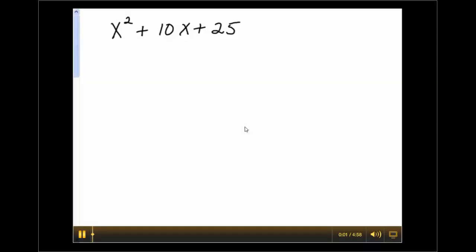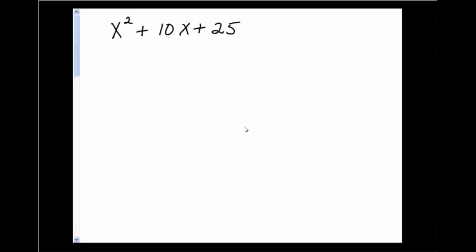In this lesson, we're going to factor a perfect square trinomial. An example of a perfect square trinomial is x squared plus 10x plus 25. Now, what makes that a perfect square?